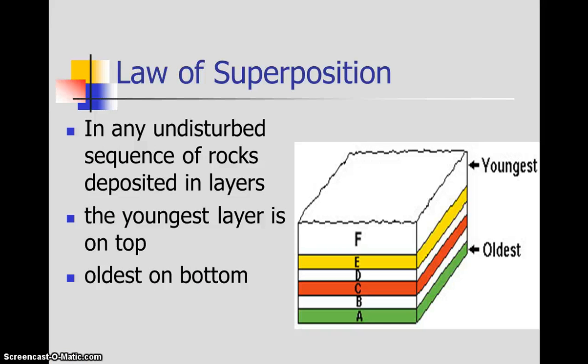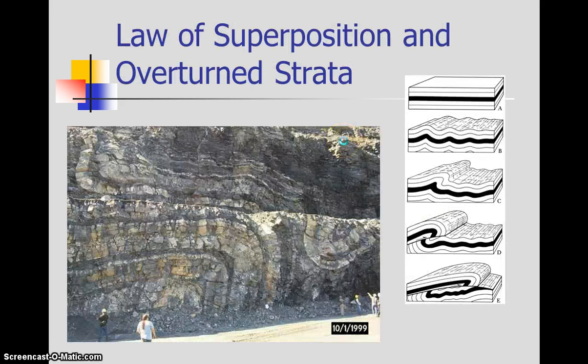The law of superposition is that any undisturbed sequence of rocks deposited in layers, the youngest layer is on top and the oldest layer is on bottom, which makes sense. It goes youngest to oldest. And you can see where the plate tectonics start to push, and that's why you have different layers and different mountain formations form.